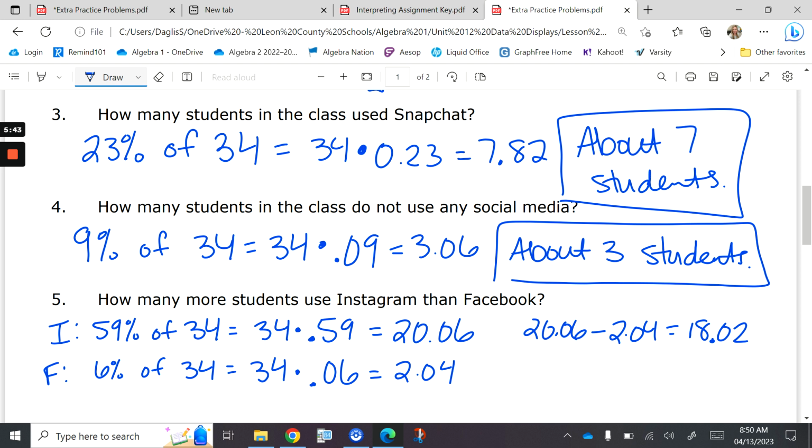So now we can answer my question. About 18 more students use Instagram over Facebook. About 18 more students use Insta over Fabo.